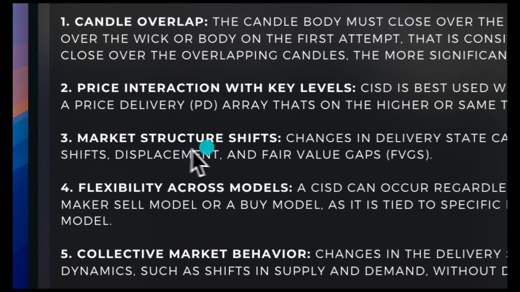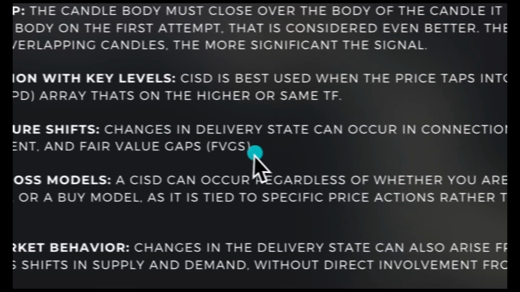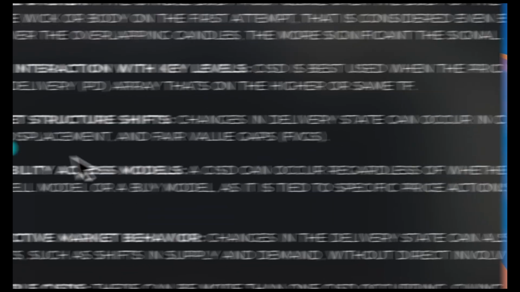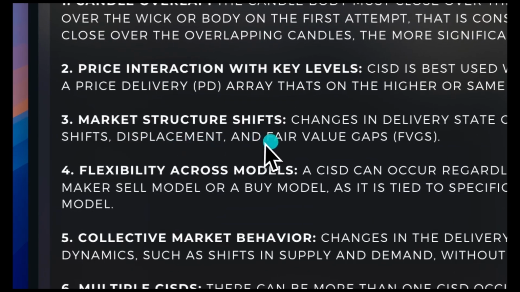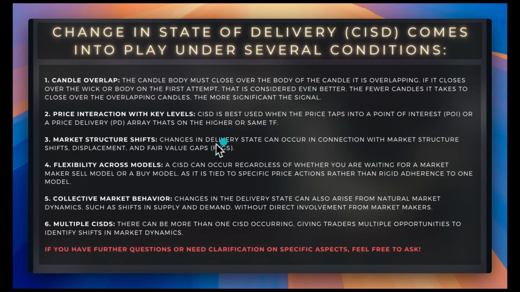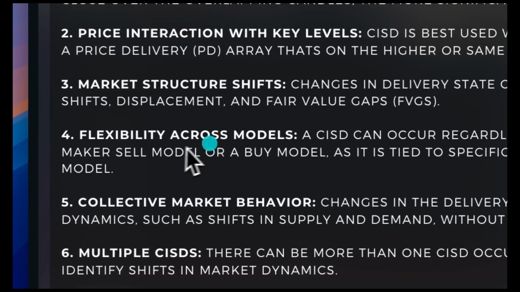Number 3, market structure shifts. Changes in state can occur in connection with market structure shifts, displacement, and fair value gaps. All right, so yes, changes in state of delivery can occur at any moment in any place when it comes to market structure, especially when you're having market structure shifts. Okay, but definitely keep an eye out for those fair value gaps and even the displacements that come with the fair value gaps.